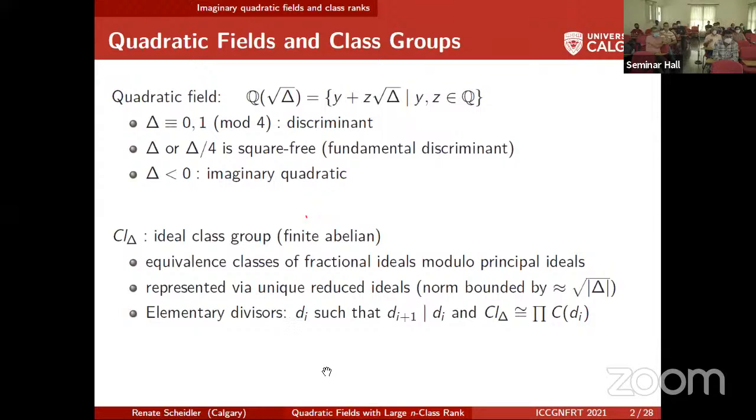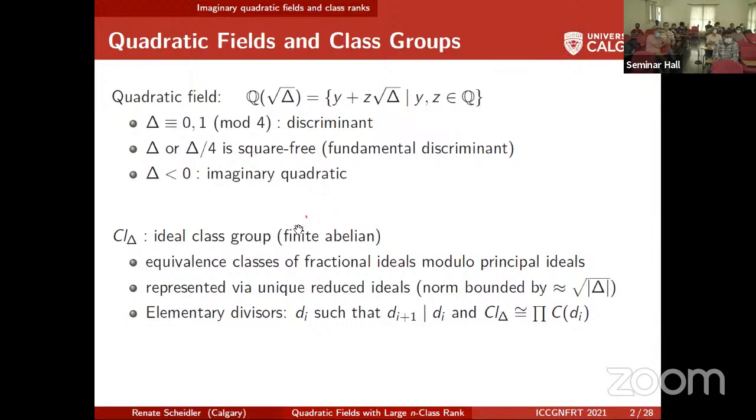And then the topic of this conference, the ideal class group, is a finite abelian group. The ideal classes consist of the fractional ideals modulo principal ideals. There are several ways to represent it. Normally, we will be representing it via unique reduced ideals. So in each ideal class, there is a representative that is basically small. It has a small representation. Its norm is essentially bounded by the absolute value of square root of delta. And these things are easy to find and to compute. So that's how we'll represent it.